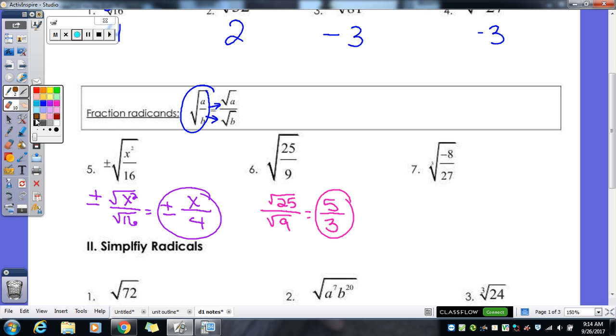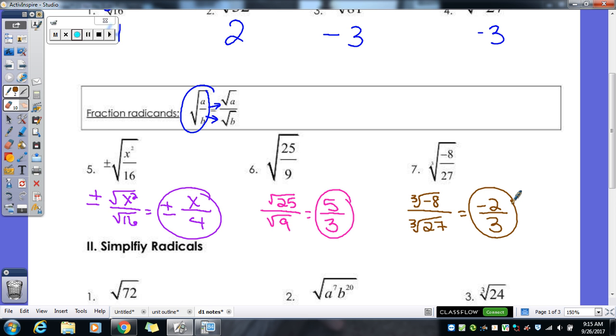And then 7, even though it is a third root, we still do it the same way. So we want the third root of negative 8 and the third root of 27. What'd you get? Yep. -2 over 3. Again, you can use your calculator to help you with that one. You can do your third root in there.